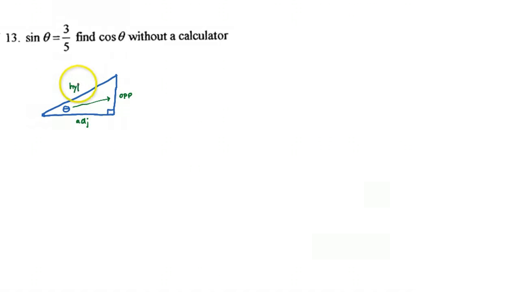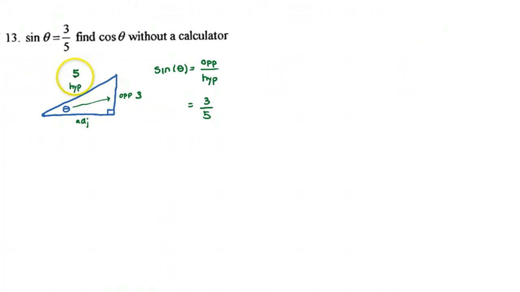here is the hypotenuse. So if we remember that sine theta is defined as the opposite over the hypotenuse, what this problem is stating is that sine theta is equal to 3 over 5. That means our opposite is equal to 3 and our hypotenuse is 5. So therefore, this length here is 3 and this length here is 5.